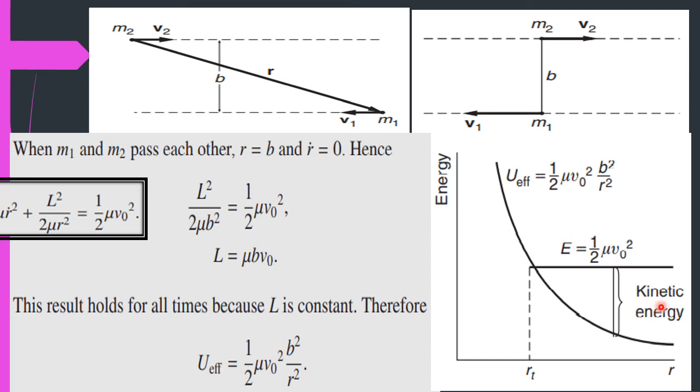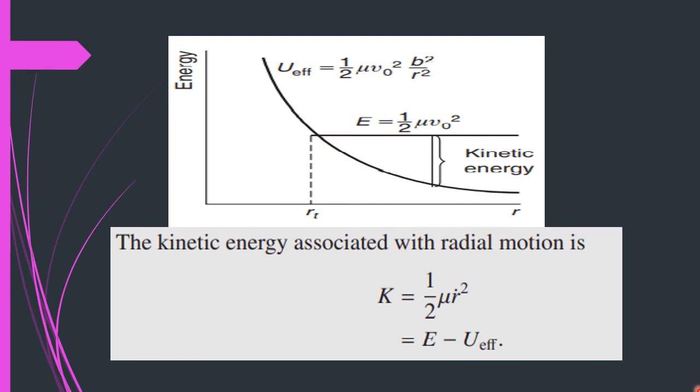So what will be the kinetic energy? Kinetic energy plus potential energy is the total energy. Therefore kinetic energy is equal to E minus U effective. So this difference between E and U will be our kinetic energy. So our kinetic energy K, which is half mu r dot square, will be equal to E minus U effective. So you can see that kinetic energy is varying with the potential energy.